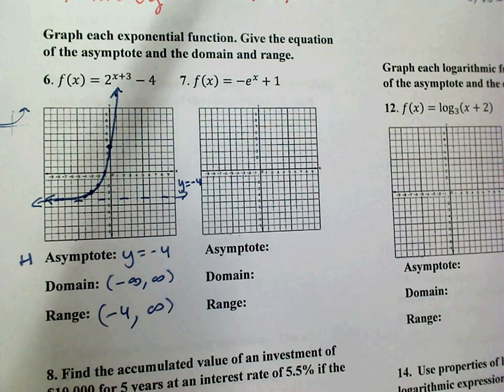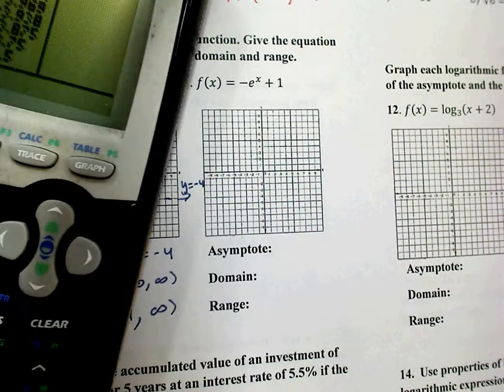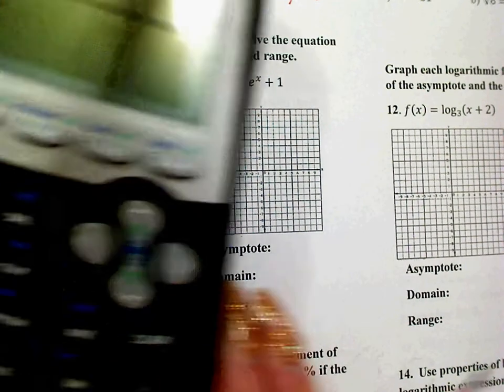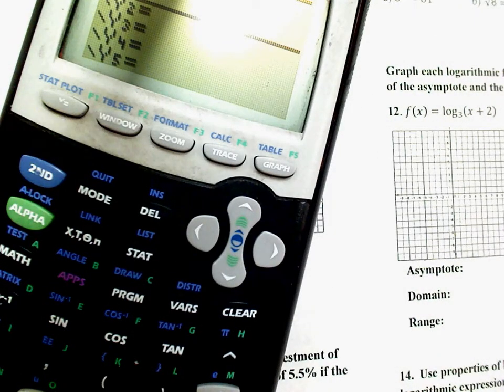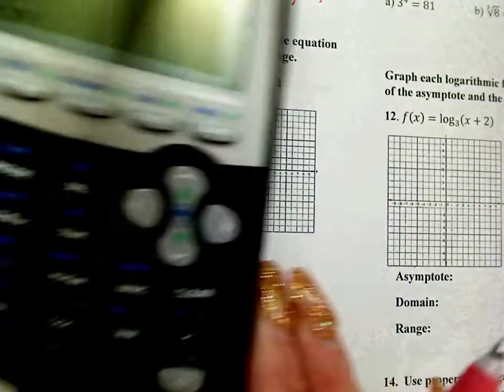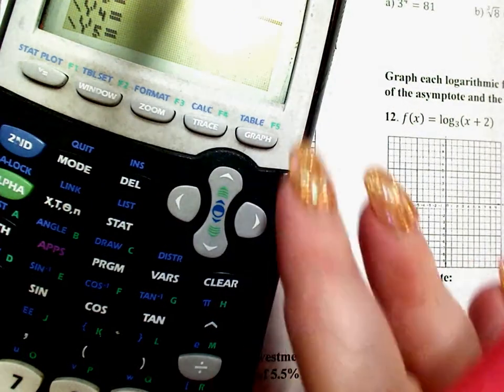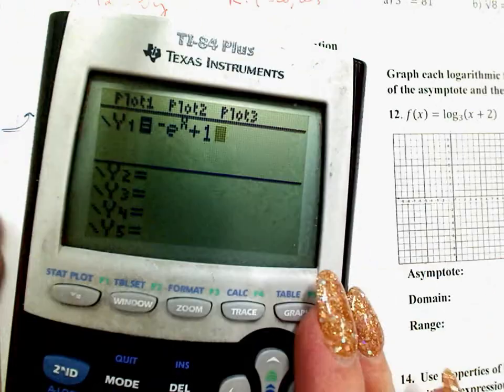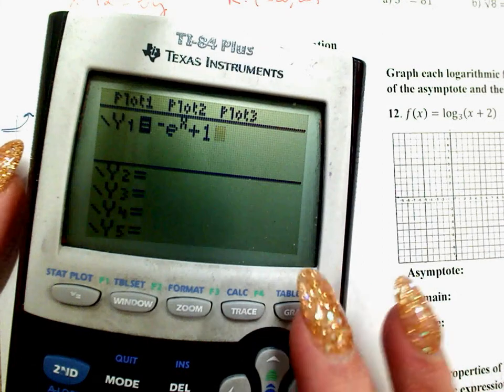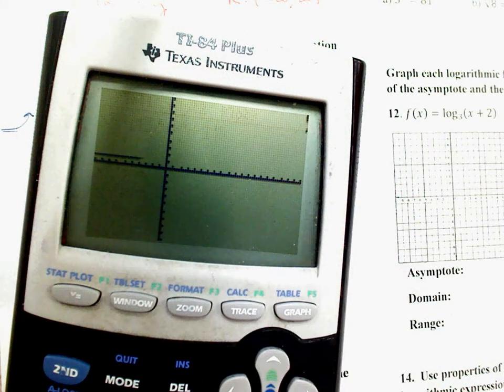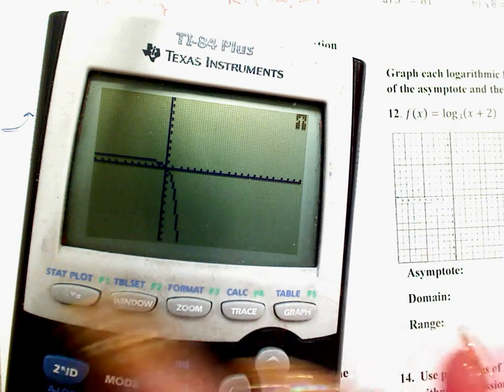For this one, we've got negative e to the x plus 1. So negative e to the x plus 1. I'm going to look at the graph just to kind of see. And, okay, cool. And then I'm going to go to the table and plot points.